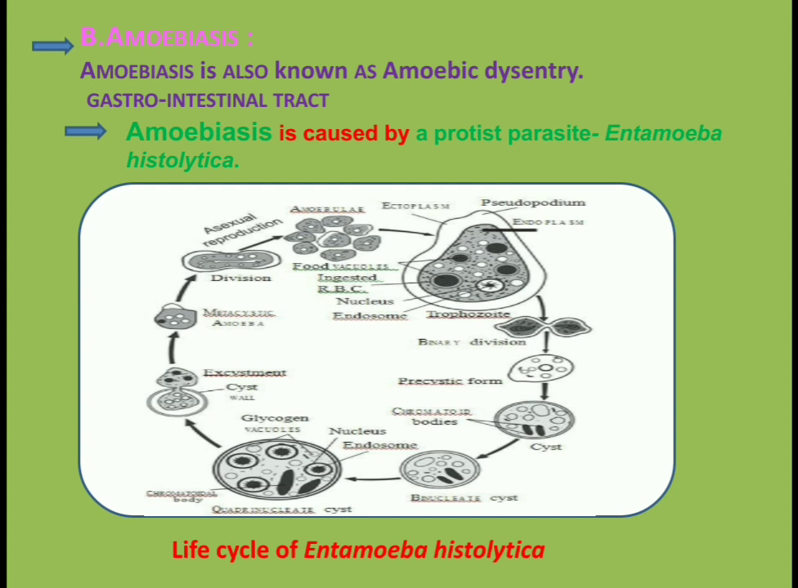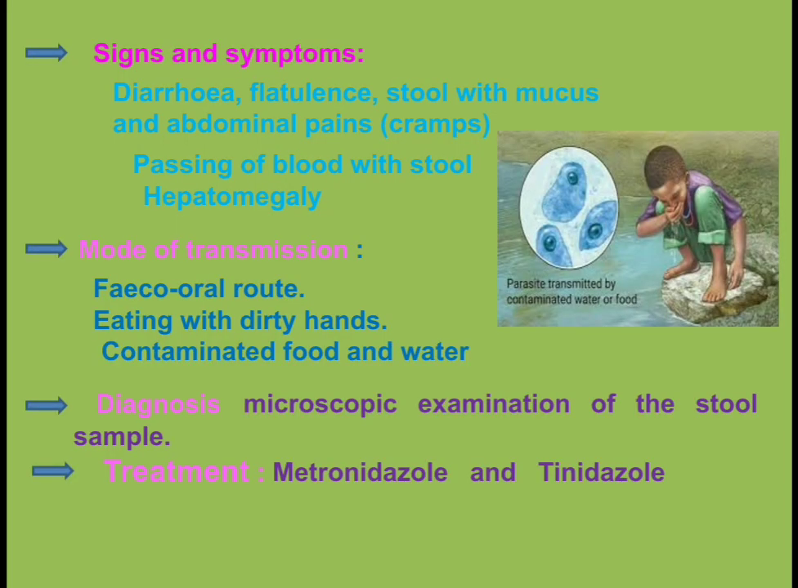But after the infection of Entamoeba, what are the signs and symptoms? The signs are diarrhea, flatulence, stool with mucus, and abdominal pains, that is cramps, are common. Passing of blood with stool is also common in severe cases. Hepatomegaly occurs if the parasite enters the liver. The liver develops amoebic liver abscesses accompanied with fever and pain in the right abdomen. That is, the liver is situated on the right side of the abdomen.